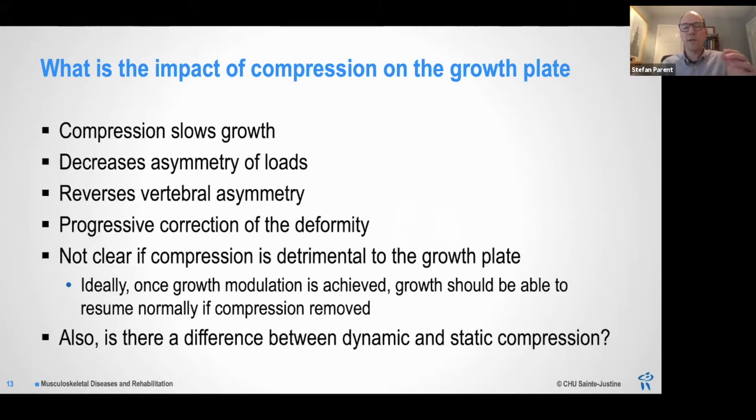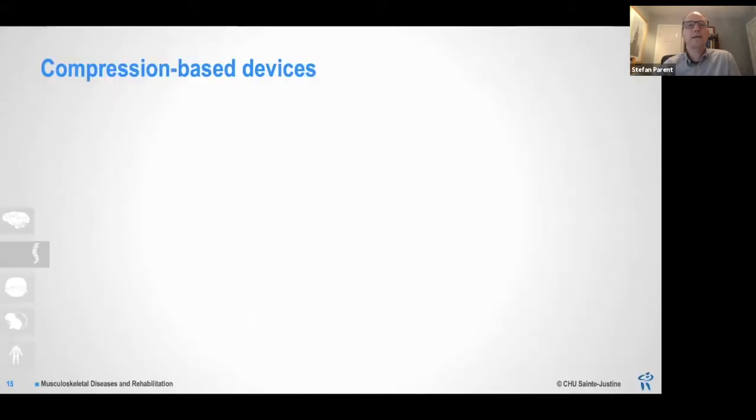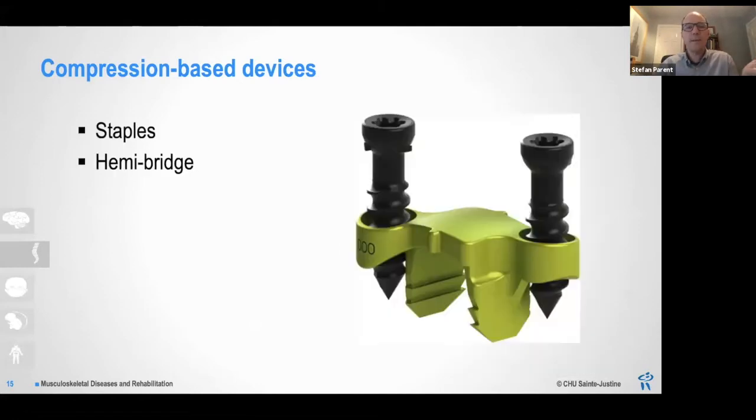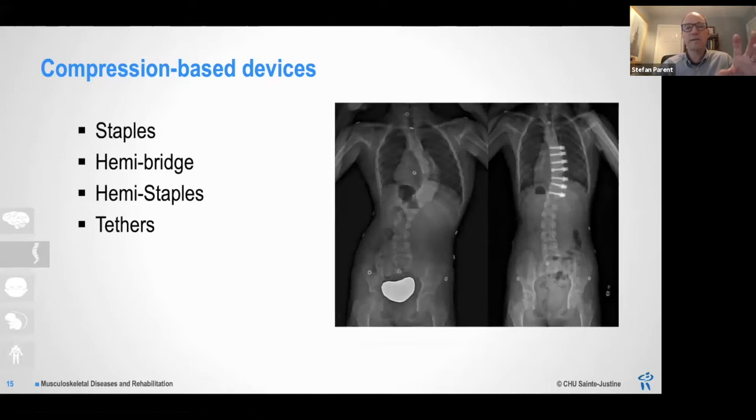It's not clear yet what happens in the disc during that time. Idiopathic scoliosis remains a challenging condition. There are compression-based devices, so staples, hemi-bridge, and then hemi-staples. And then the last one that we have is tethers. All these devices are compression-based devices, so they try to limit growth on the convex side of the deformity.